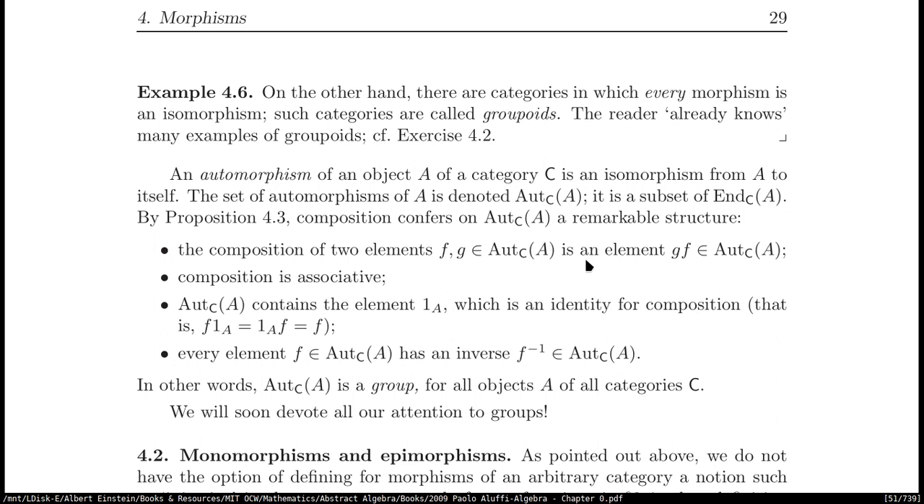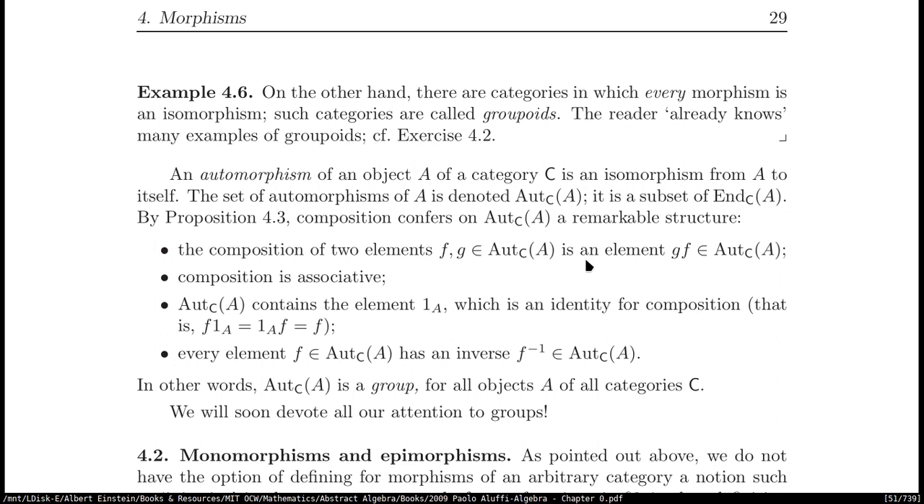So by proposition 4.3, composition confers on the set of automorphisms a remarkable structure. The composition of two automorphisms is also an element of the automorphism set. The composition is associative. The automorphism set contains the element 1_A, which is the identity for composition. And every element f has an inverse f^-1, which is also an automorphism.